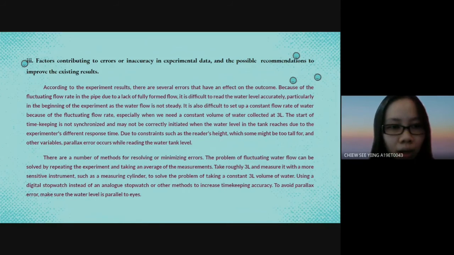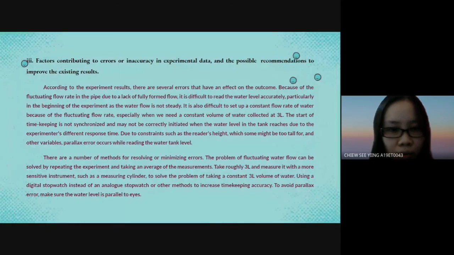Next, there are a number of methods for resolving or minimizing errors. The problem of fluctuating water flow can be resolved by repeating the experiment and taking an average of the measurements. Next, we can take roughly 2 liters and measure it with a more sensitive instrument, such as a measuring cylinder, to solve the problem of taking a constant 2-liter volume of water.